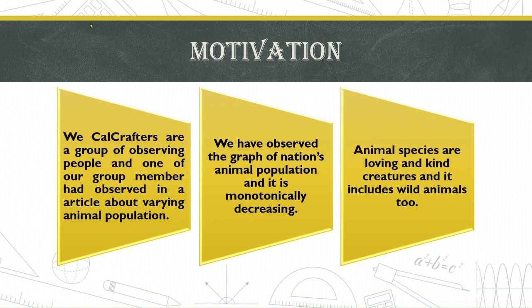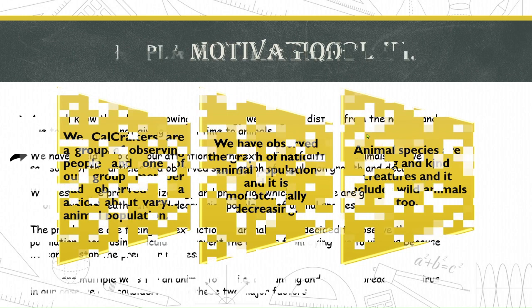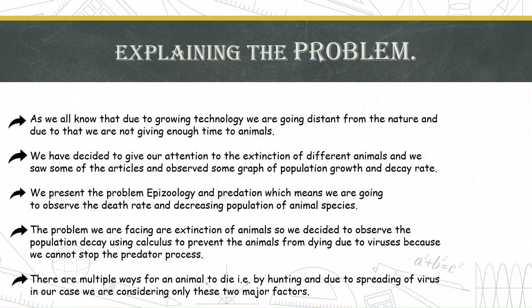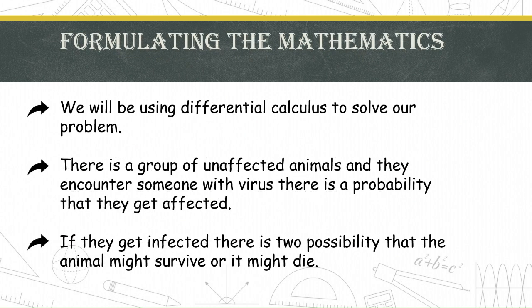Now I shall continue and explain the problem. Basically, in the future we are going to face the problem of animal extinction. So in order to resolve that, we are making a model that explains the decreasing rate of population of animals due to different circumstances, and we are going to observe differential calculus in the decrement of population of animals.